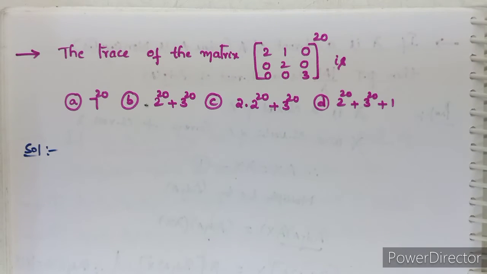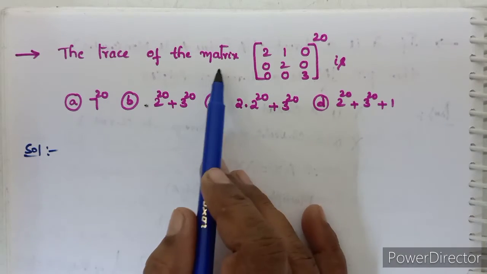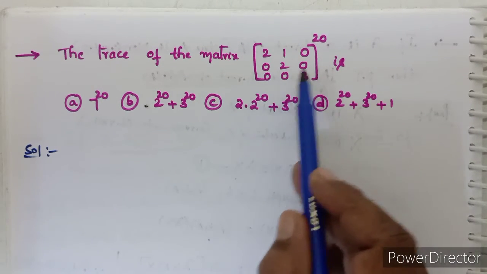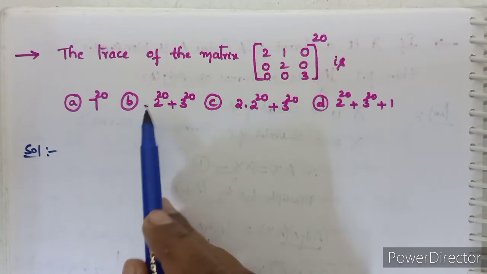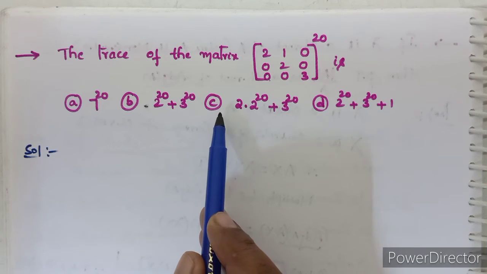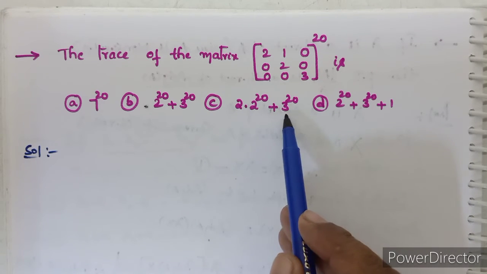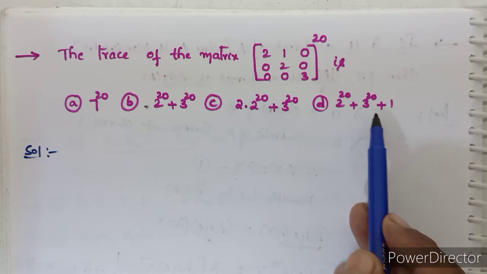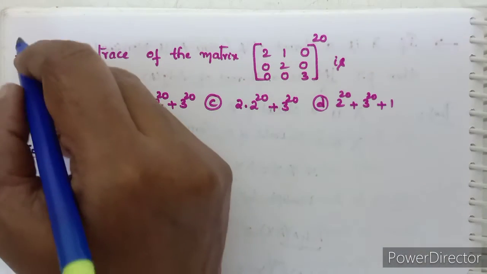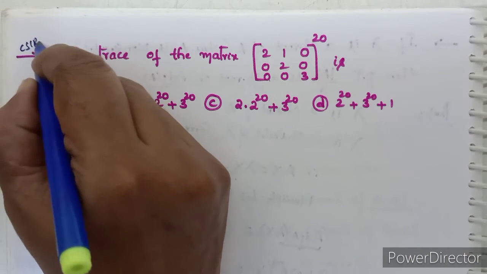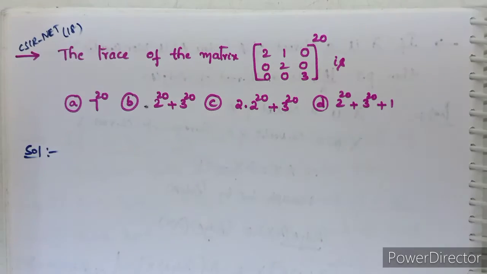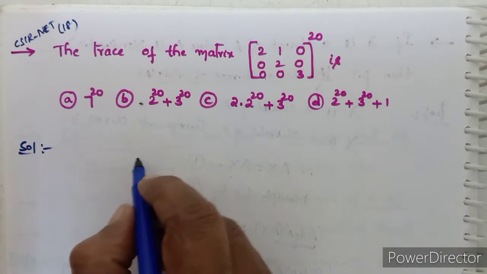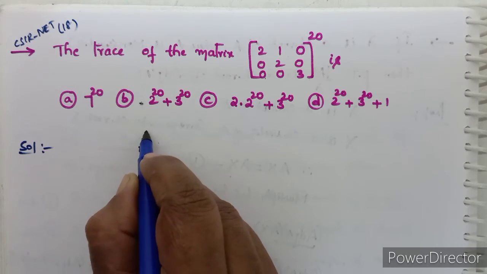Now we will see one more question. The trace of the matrix [2 1 0; 0 2 0; 0 0 3] whole power 20 is: option A, 7 power 20; option B, 2 power 20 plus 3 power 20; option C, 2 into 2 power 20 plus 3 power 20; option D, 2 power 20 plus 3 power 20 plus 1. This question was asked in CSIR-NET 2018.